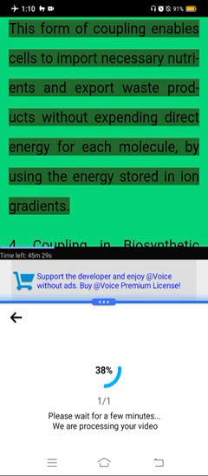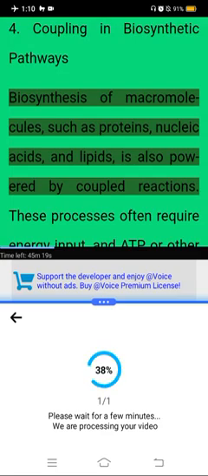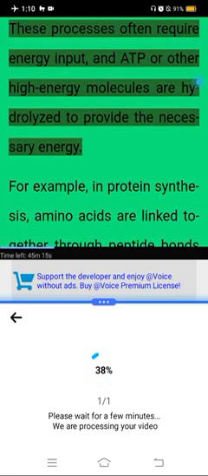This form of coupling enables cells to import necessary nutrients and export waste products without expending direct energy for each molecule, by using the energy stored in ion gradients. 4. Coupling in biosynthetic pathways. Biosynthesis of macromolecules, such as proteins, nucleic acids, and lipids, is also powered by coupled reactions. These processes often require energy input, and ATP or other high-energy molecules are hydrolyzed to provide the necessary energy.